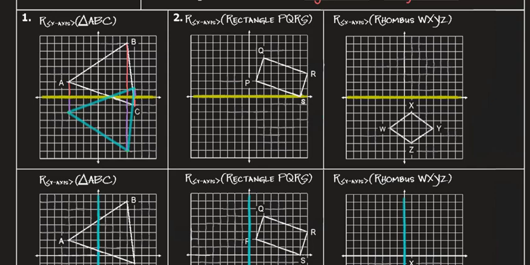Example 2. And we have a reflection over the x-axis. Please pause the video and attempt the third example.